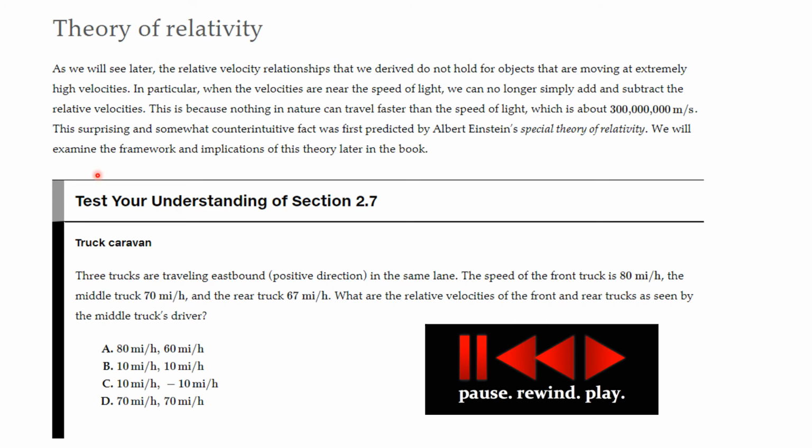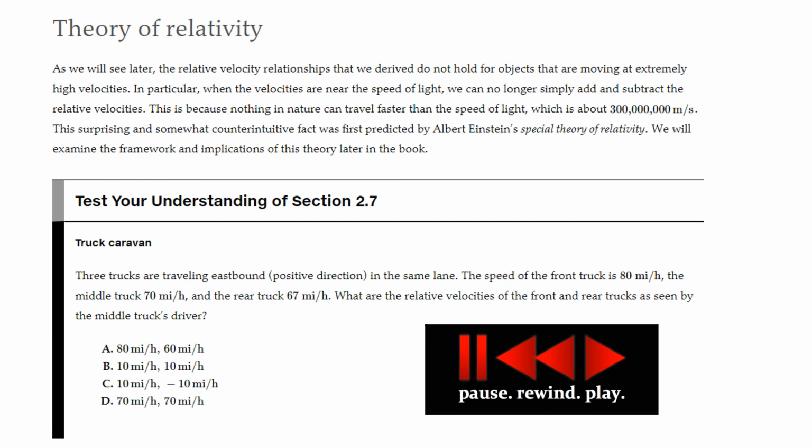Let's test your understanding of these concepts with a question. This is a multiple choice question, although I don't usually give multiple choice questions. This is about a truck caravan. Three trucks are traveling eastbound, in the positive direction, in the same lane. The speed of the front truck is 80 miles per hour, the middle truck is 70 miles per hour, and the rear truck is 67 miles per hour. What are the relative velocities of the front and rear trucks as seen by the middle truck's driver? You have four answers, A, B, C, and D, that you can choose from. You know what to do.